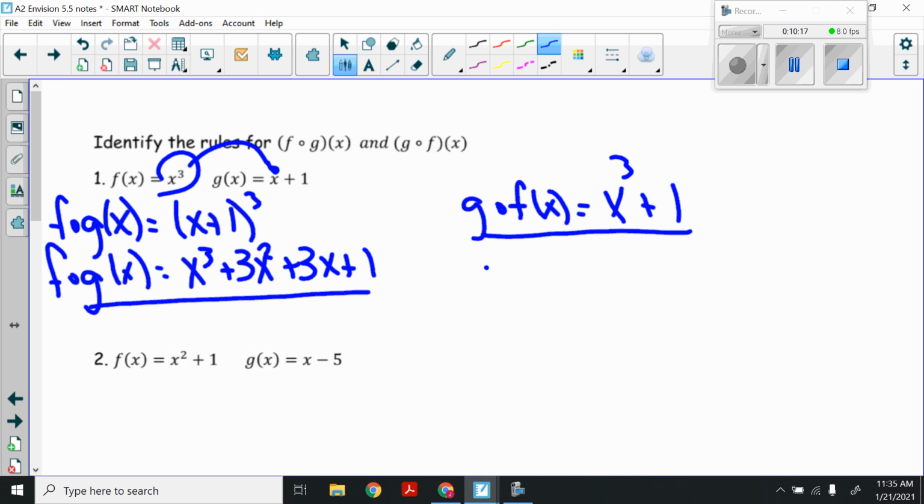Here's this one. I look at the domain. Neither of these domains are going to be restricted, so my domain for both of them is all reals.